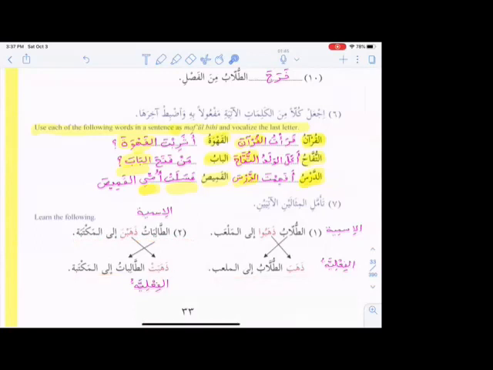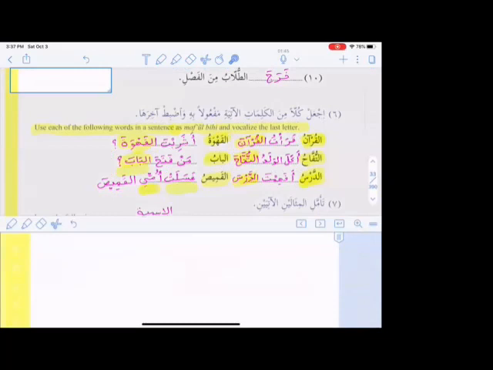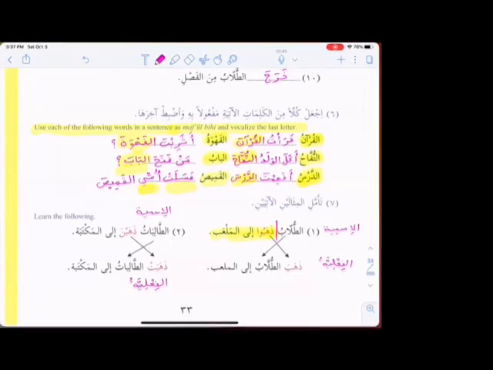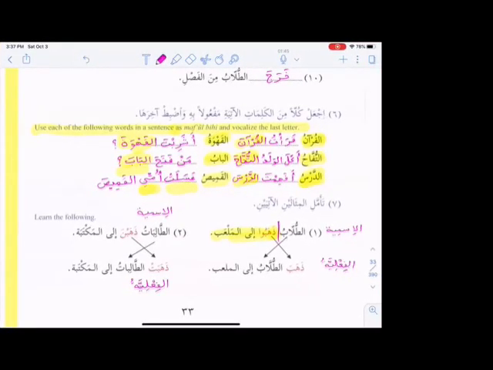What I see is the sentence begins with tullabu. It is a noun. Are you with me? It is a noun. Okay. And then this sentence, my brothers and sisters, zahabu. This is jumla fi'liyya. What is the news about the students?